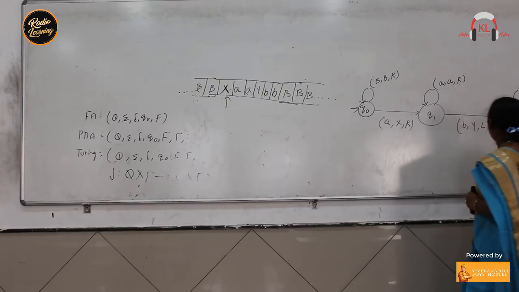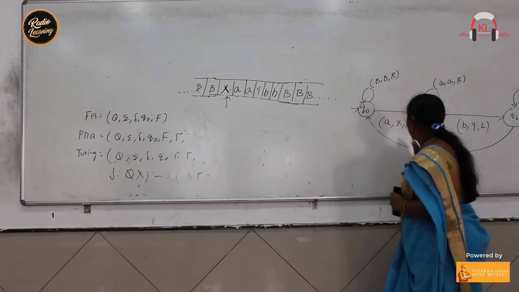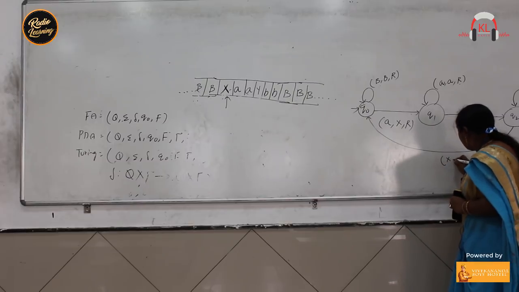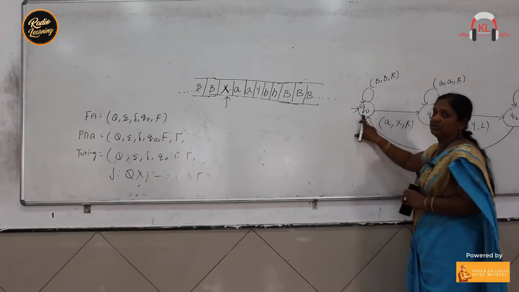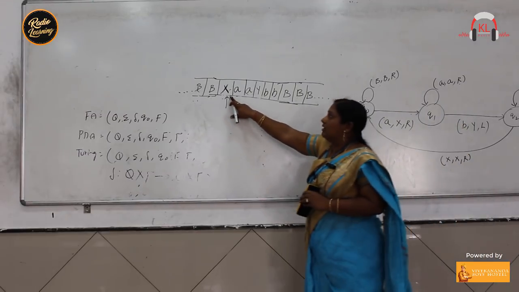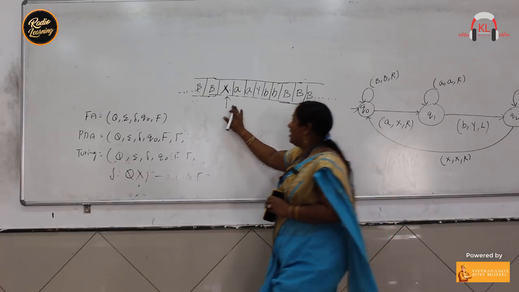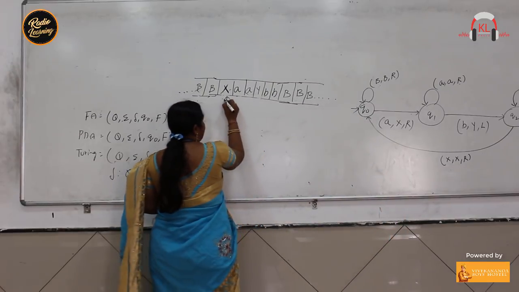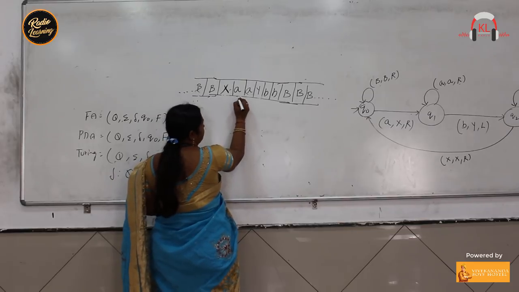Now my finite control is pointing to X. Whenever you find X, what I'm doing here, listen: I'm keeping X as it is and moving right, and come to the first state, Q0. That's what I did here. This is in the Q0 state, and I was back here. Until I find X, keep this X as it is and move right.